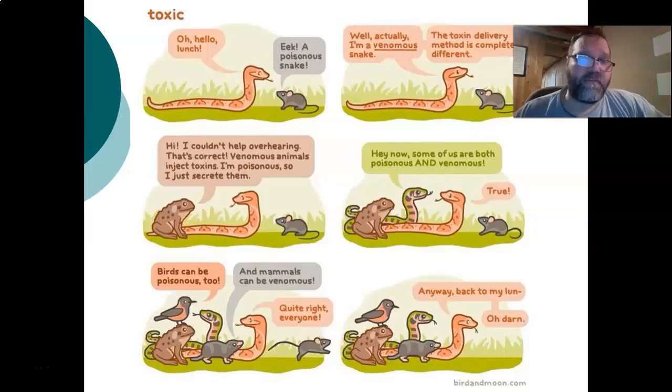So the only key point to know is that venomous means you inject the poison or toxin. Poisonous means it's secreted on the skin.